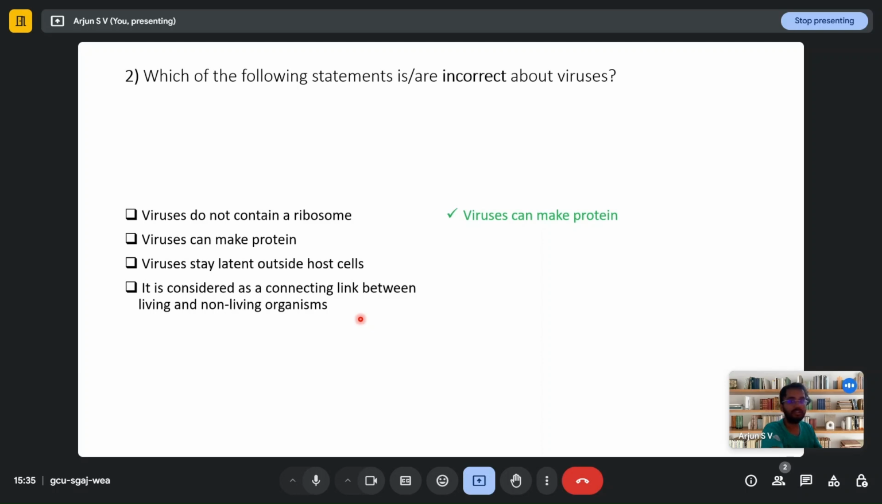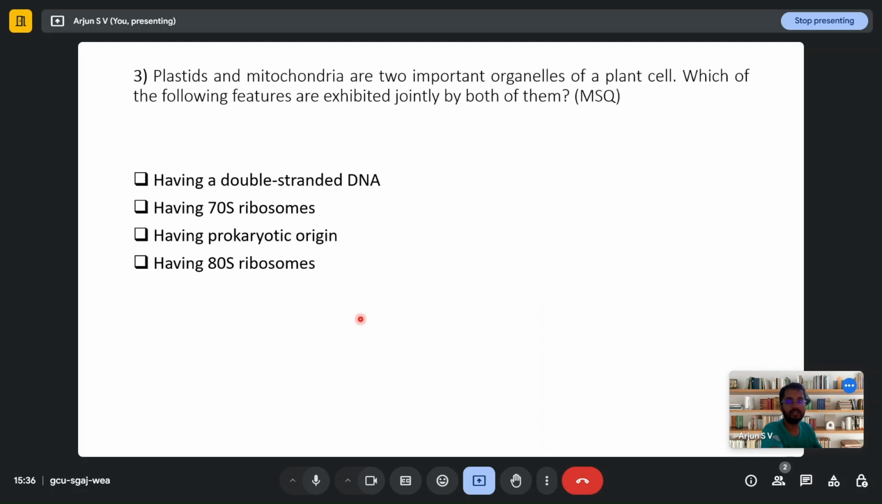So I'll go to the next question. Plastids and mitochondria are two important organelles of a plant cell. Which of the following features are exhibited jointly by both of them? As you can see, this is a multiple select question. There are four options given. Out of these four options, you can choose multiple options which you feel correct.